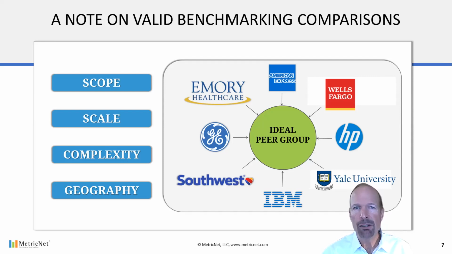For example, I can benchmark a reservations contact center for an airline against a reservations contact center for hospitality or hotels, as long as the contact centers are comparable on the 4 dimensions we've discussed: scope, scale, complexity, and geography. This also helps to dispel a common myth in the industry, which is that you can only benchmark within your vertical market. That's just not true.